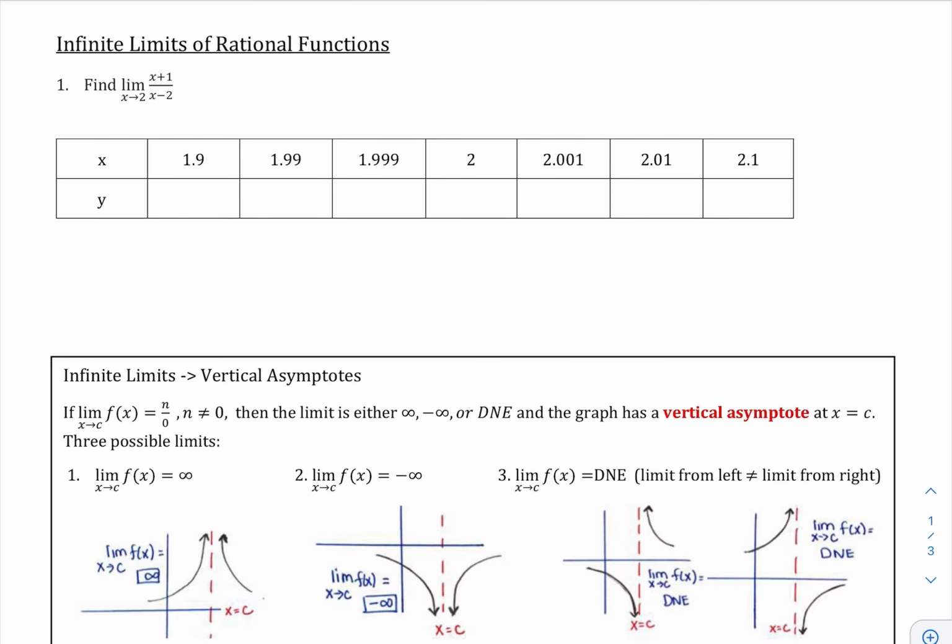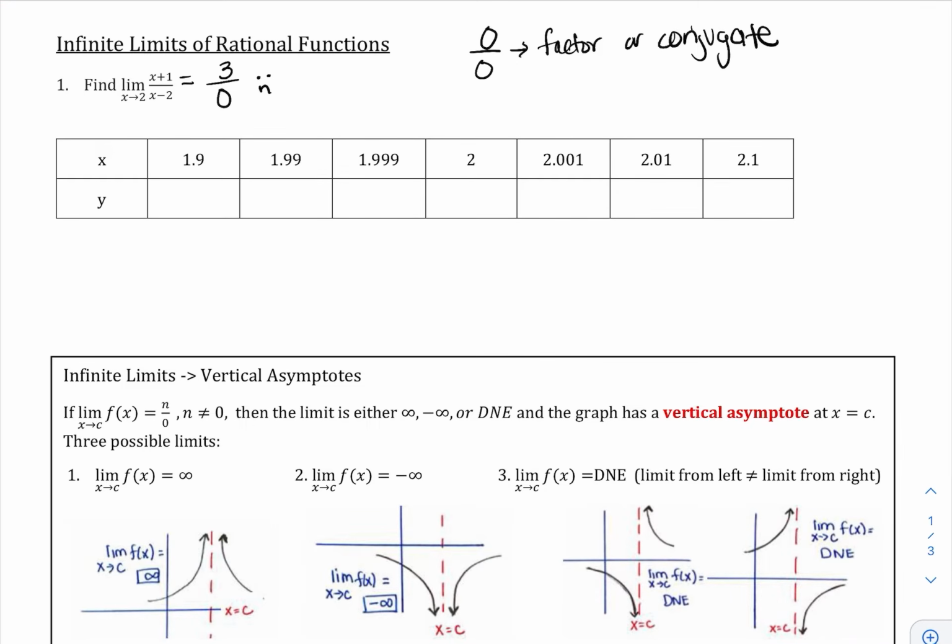Now this is a rational function, so your go-to should always be to try to plug in. When I plug in, I get 2 plus 1, which is 3, and 2 minus 2, which is 0. So this is bad, right? This is not good. We had learned about the indeterminate form. When you get 0 over 0, you are going to factor or use the conjugate. But we're not in the indeterminate form. We're getting n over 0 now.